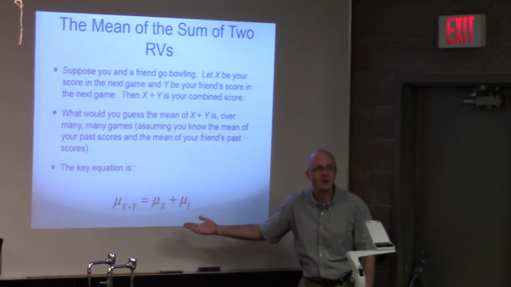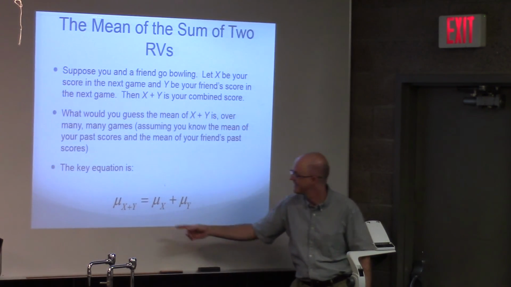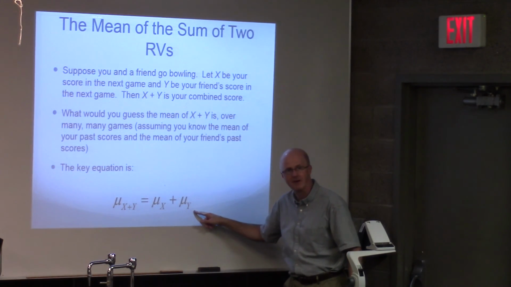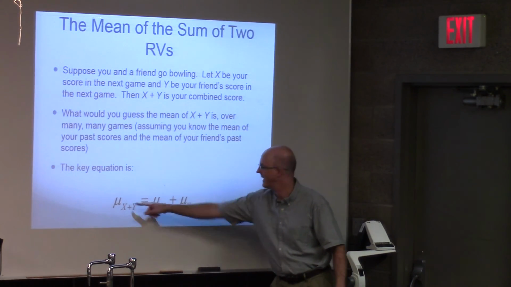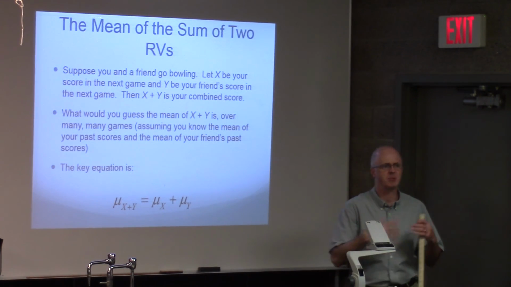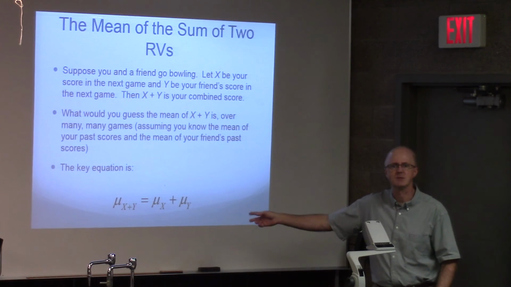That should make good intuitive sense. This is the mean of our combined score. This is the mean of my score. This is the mean of your score. Add up means to find the combined mean. How do you interpret this? You imagine if you played many, many games, that this would be true.